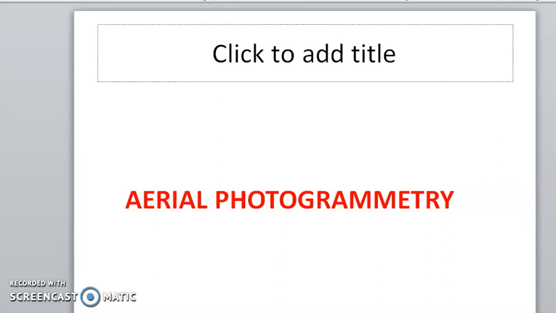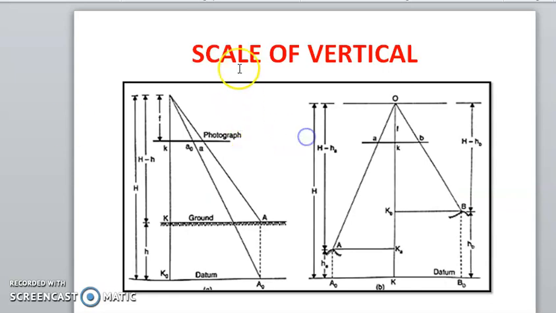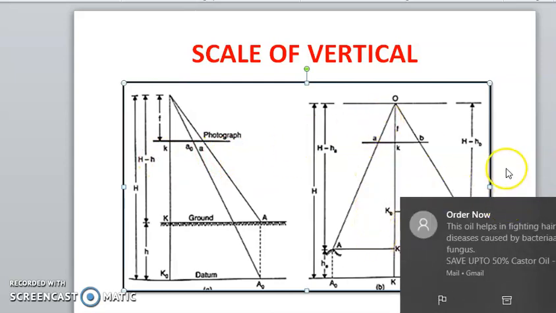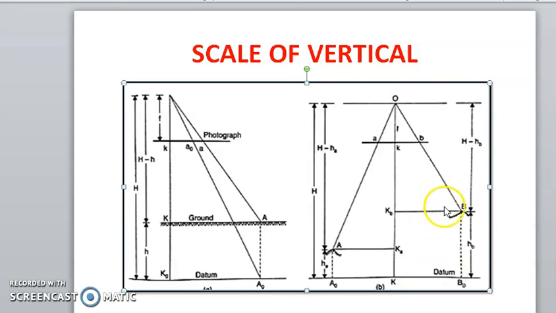Now we go for the scales of the verticals. There are two scales, tilted scale and vertical scale. There is the datum, there is the ground. You can see the ground is the photography. This total height is equal to big H. This is small h, from the datum to the ground level. From the ground to the top, it is big H minus small h. It is explained here.